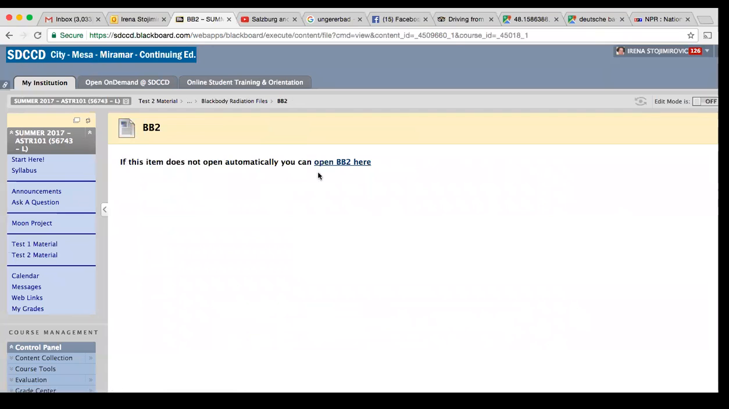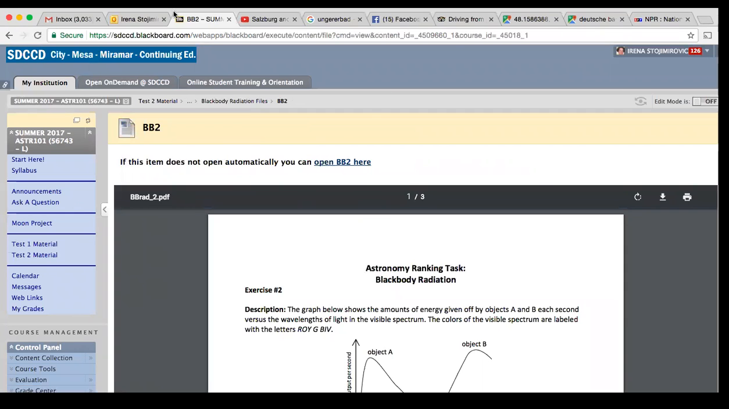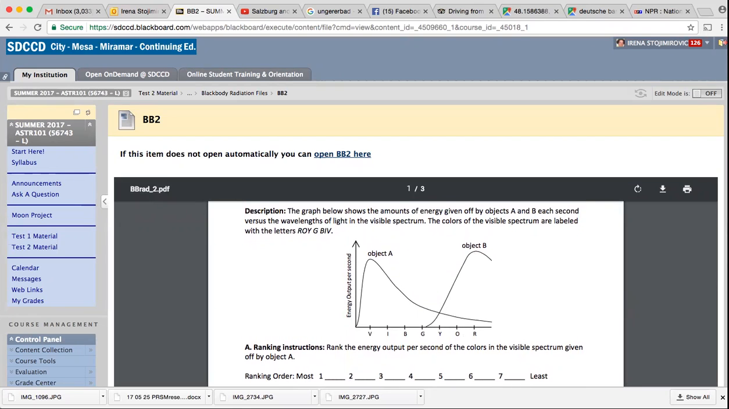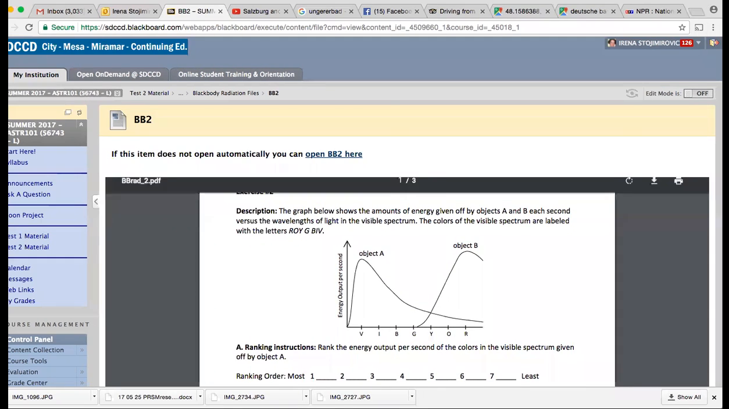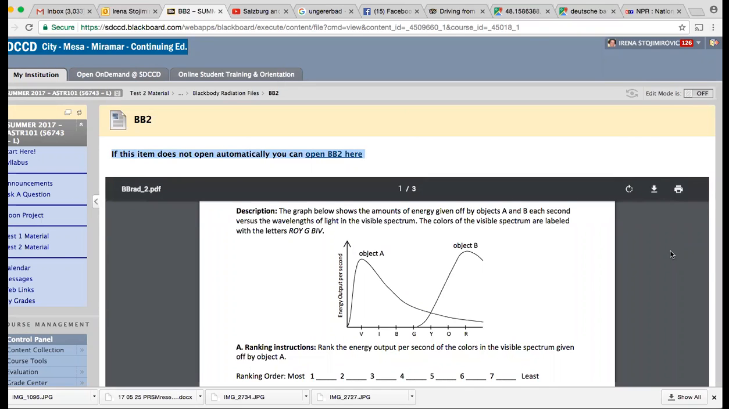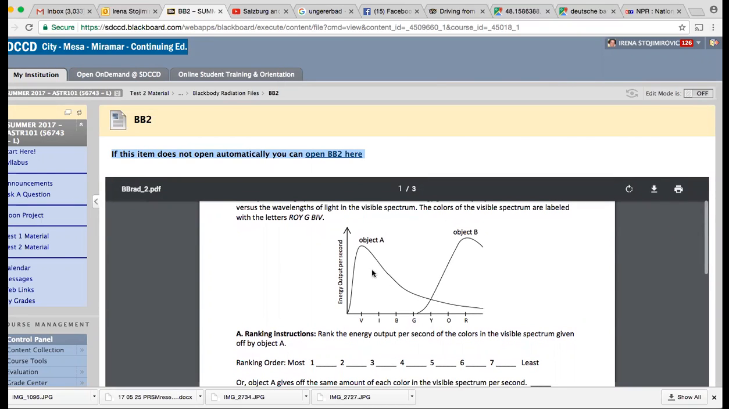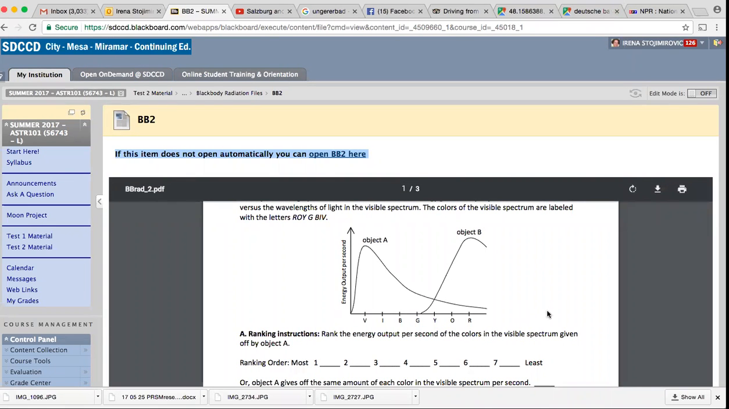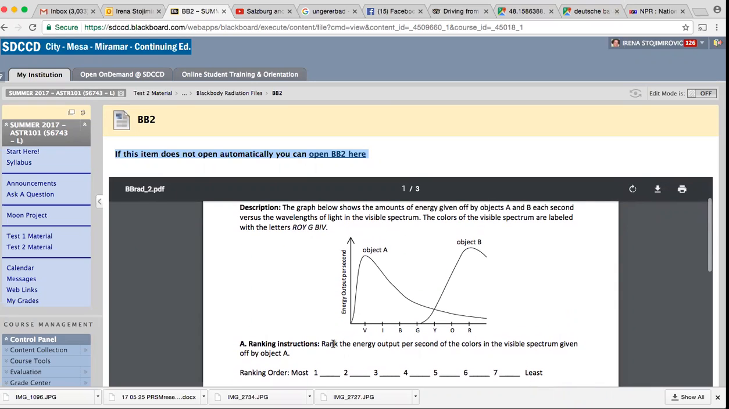Now the next one, black body 2. You see it? Yes. Objects A and B. This has a lot of questions, but in the homework, what I really care about is whether you get, from looking at these two, which one has the higher temperature and which one is bigger. Those are the key questions that I ask, because these worksheets have a lot of different questions. But let's say over here, rank the energy output per second. How does it go?